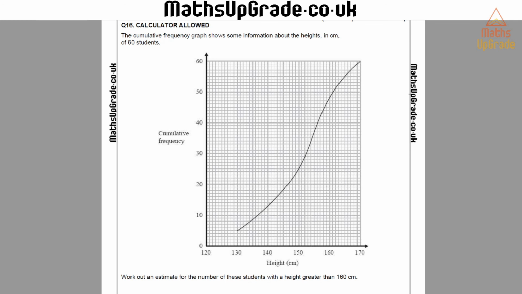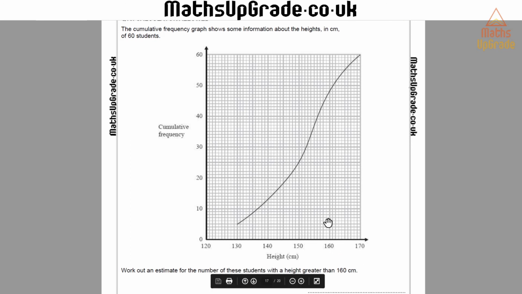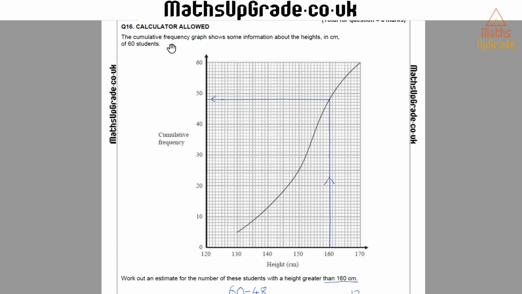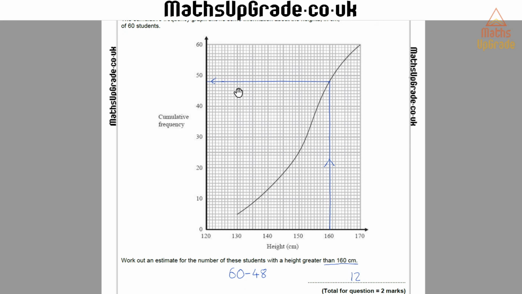Question 16, I'm given a cumulative frequency graph showing information about the heights of 60 students. I need to work out an estimate for the number of students that are height greater than 160. So here's a height of 160 on this bottom axis here. If I go straight up until I reach the curve and read off the value corresponding with that, I'll get 48. So 48 students had a height less than 160.